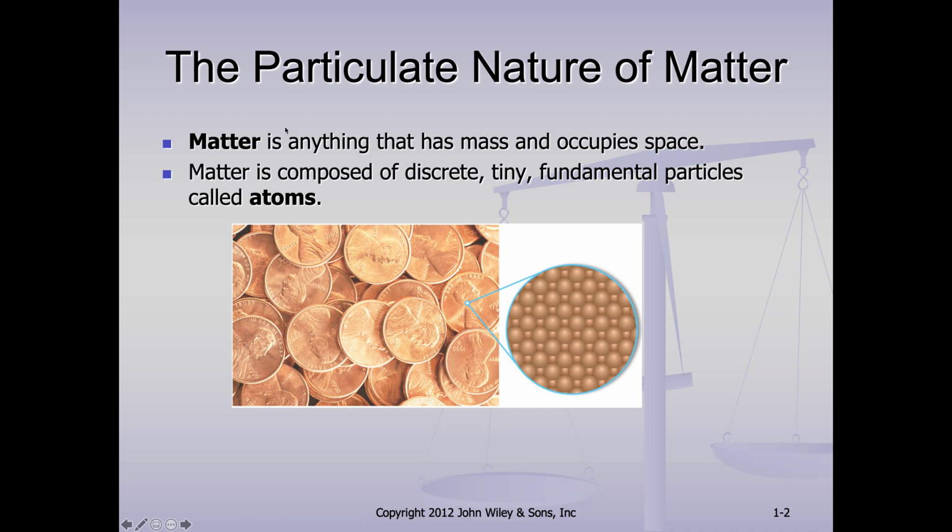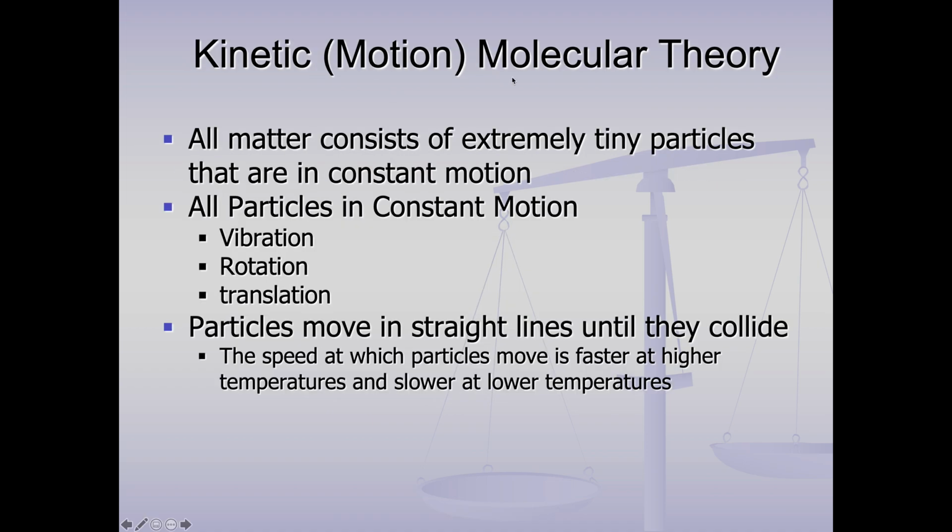One of the ideas we already talked about is that matter is anything that has mass and occupies space. Matter is composed of tiny particles, and those discrete particles are called atoms. We'll spend much more time on this as we progress. One way of looking at it is what's called kinetic molecular theory. This is traditionally used to discuss the gas laws, so you'll see I jumped to a different chapter in the textbook. But in general, all matter is made of tiny particles.